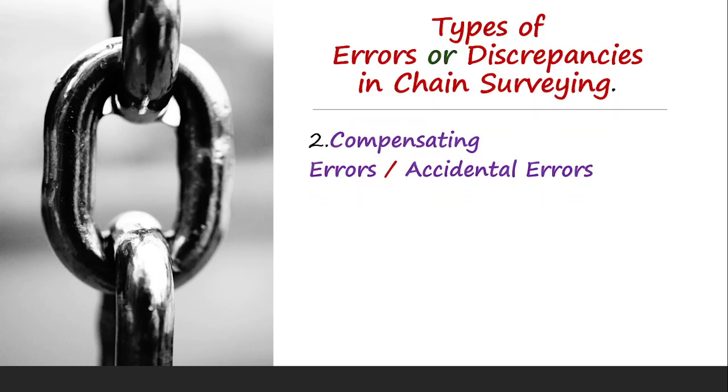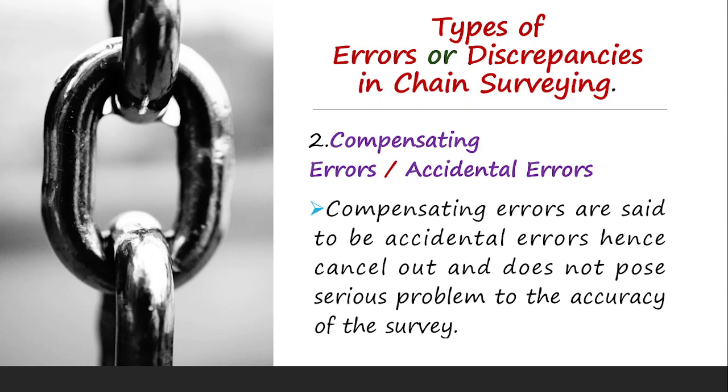Moving on, let's see the second type of error or discrepancy in chain surveying. That is the compensating errors, or simply the accidental errors. Compensating errors are said to be accidental errors, hence they cancel out or do not pose a serious problem to the accuracy of the survey. They are accidental mistakes that occur, and hence they can be cancelled out, and do not pose a serious problem to the accuracy of the survey.